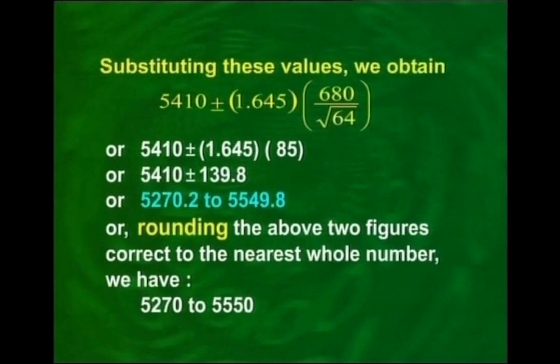And solving this expression, the lower limit of our confidence interval is 5270.2 and the upper limit is 5549.8. Rounding these numbers to the nearest whole number, we obtain 5270 to 5550.